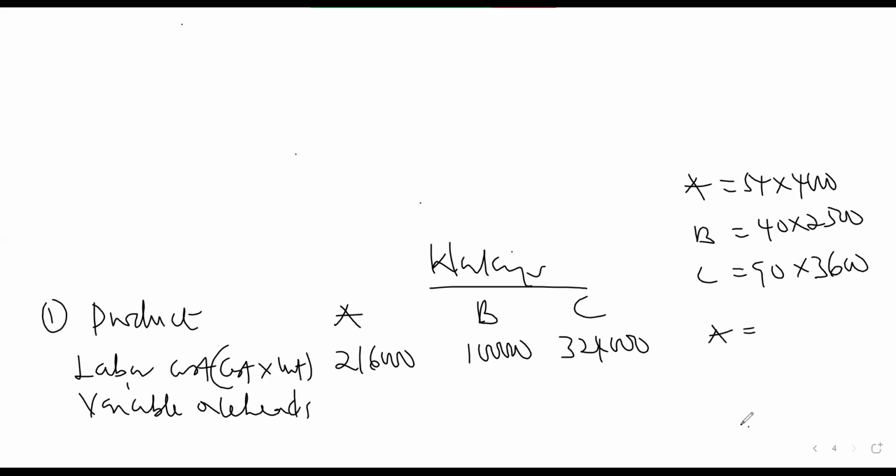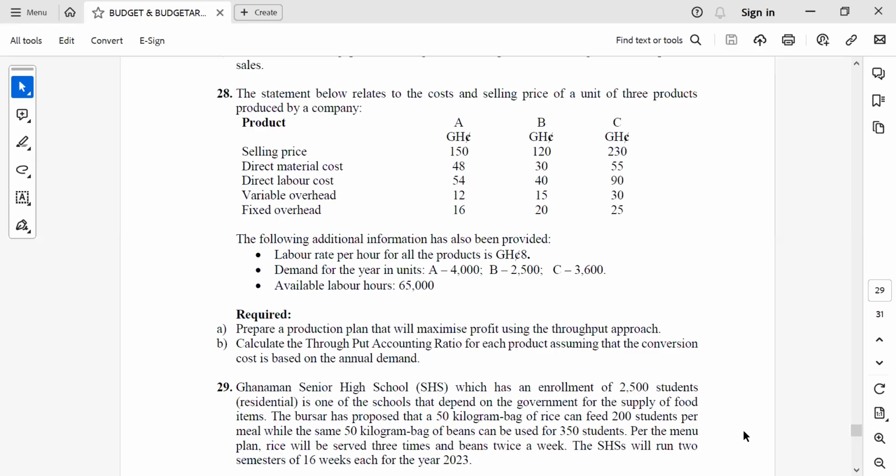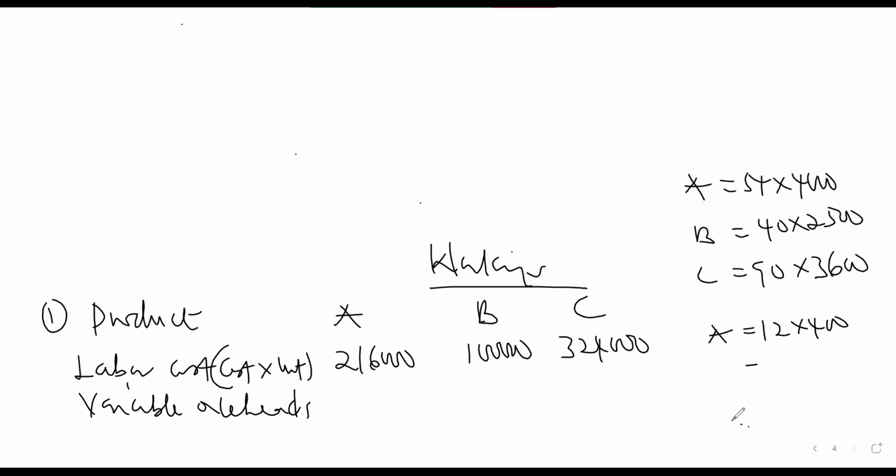Let's go and take the variable overhead per unit. A is what? 12. A is 12, B is 15, C is 30. Okay. 12 multiplied by 4,000, and 15 multiplied by 2,500, and 30 multiplied by 3,600. Can someone give them to me one by one? So for A, 48,000.